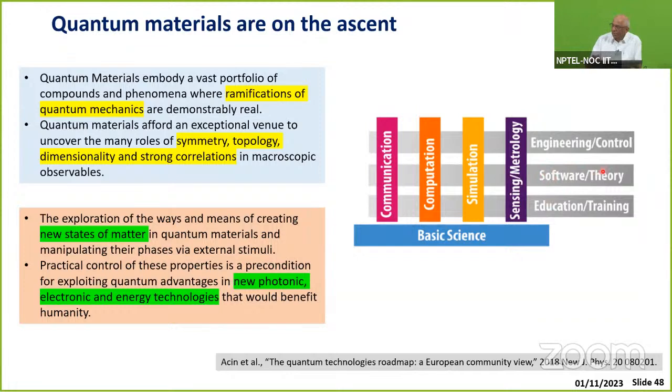New software, new algorithms have to be developed. We can't use the conventional classical algorithms. We need engineering and control, for the reason that you will lose the coherence. If you don't have the control and the engineering is not done well, then it decoheres. Once it decoheres, all bets are off. So there is the exploration of ways and means of creating new states of matter in quantum materials and manipulating the phases with various external stimuli. And then you can make new photonic, electronic, and energy technologies that would benefit humanity.